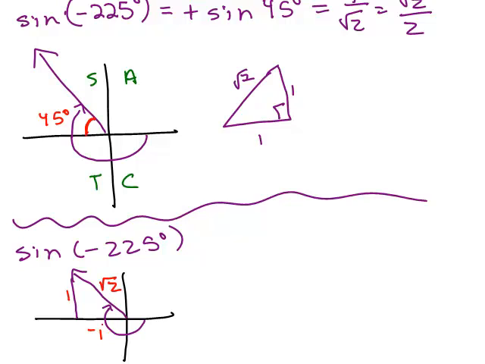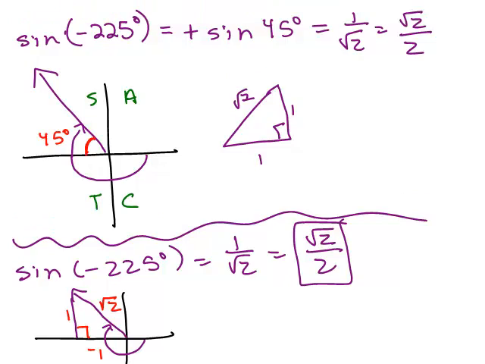So this is still the 45, 45, 90 triangle, right? And now the sine is just the y value over this r. So it's 1 over square root of 2. And when you rationalize that, you get square root of 2 over 2. So you do get the same answer. So there's 2 ways to do the same problem.